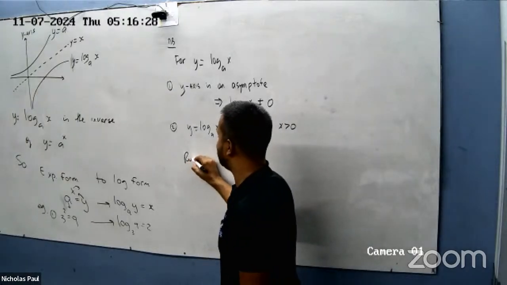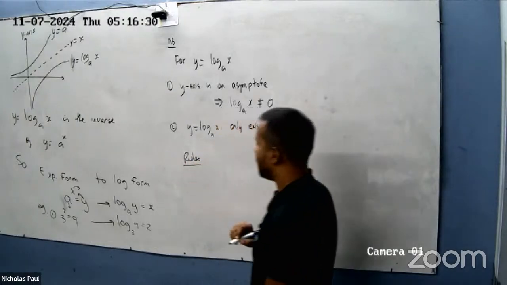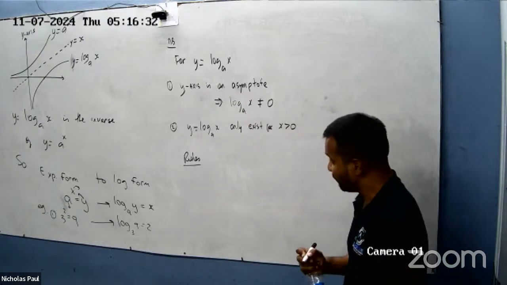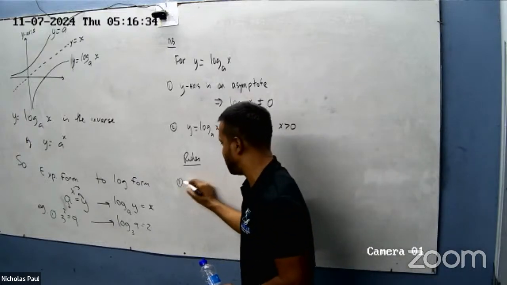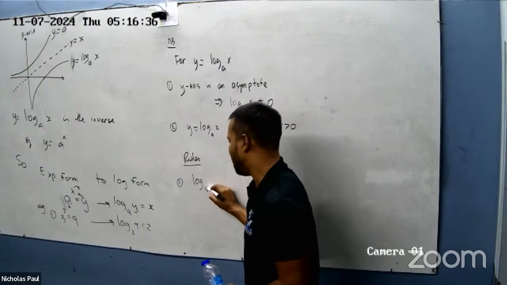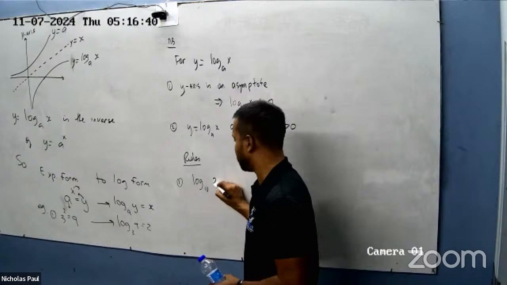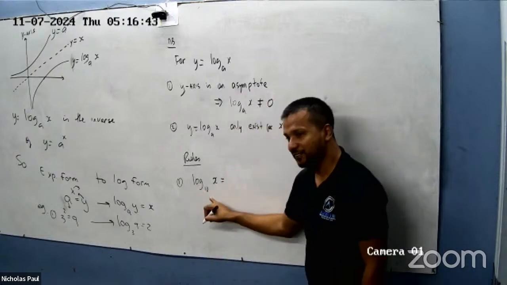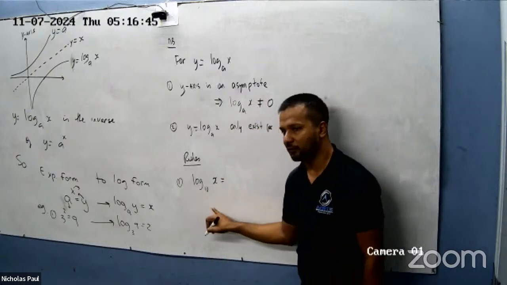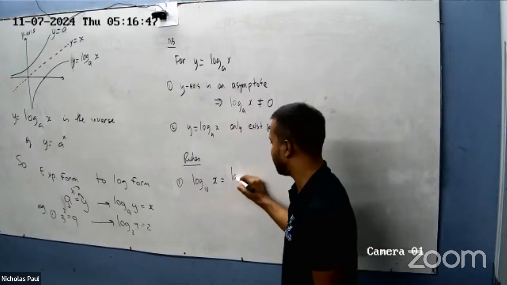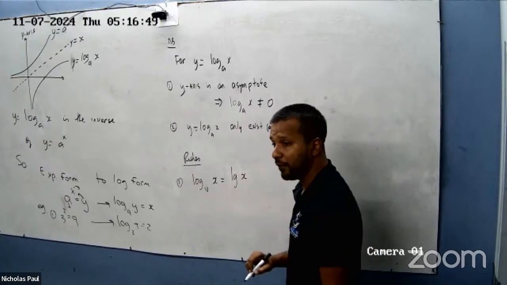Right, let's check out some rules. Let's see if you remember the rules. I want to start with this one here. Not really a rule, but I'm going to call it a rule. Log to the base 10. Sometimes you don't see log to the base 10. What you'll see is lg.